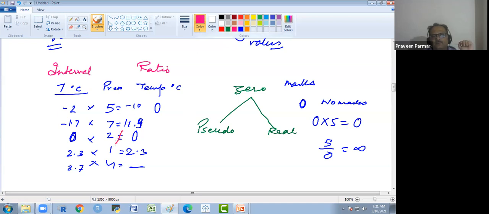This is not possible, because this zero is not real. It doesn't possess those qualities of a real zero. Does that make sense to you? Because this zero is a pseudo zero, so it will not make the result zero. It doesn't have that quality. Does that make sense to everyone? Yes.